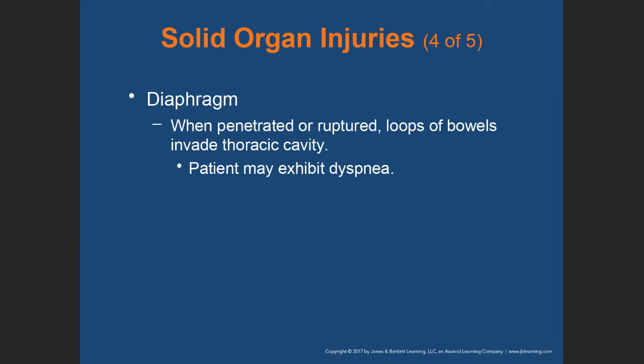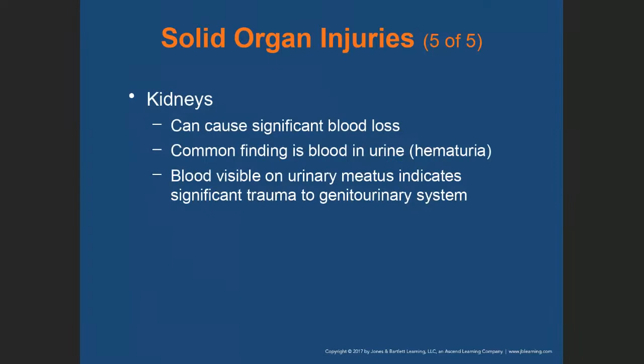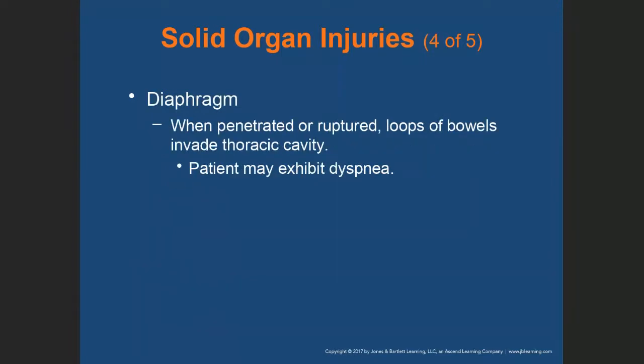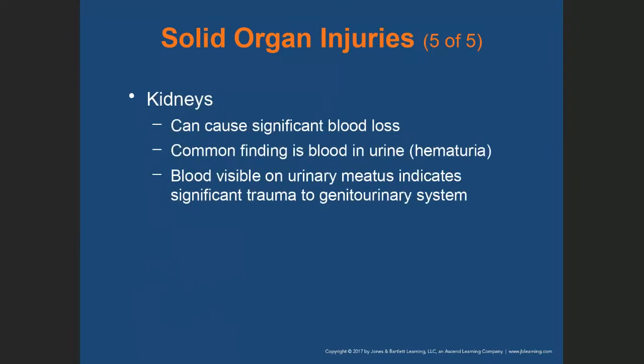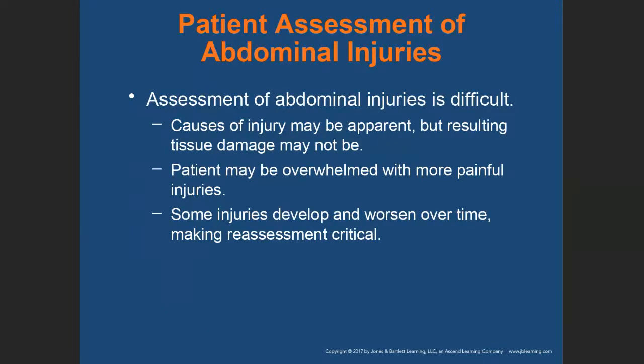Patient may exhibit dyspnea. Now, injury to the kidneys can cause significant blood loss. A common finding is blood in the urine, which is called hematuria. Blood visible on the urinary meatus indicates significant trauma to the genitourinary system.